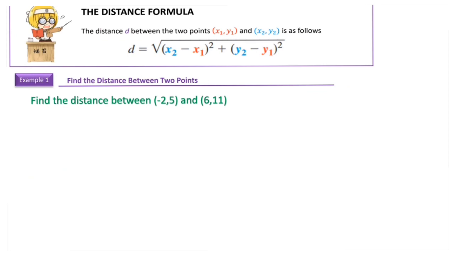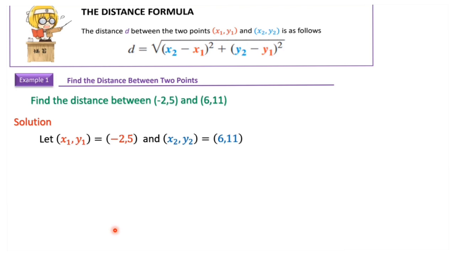So what if we're trying to find the distance between two points, negative 2, 5, and 6, 11? Again, reminder, the formula looks like that, but it doesn't imply that negative 2 is x sub 2 and 5 is x sub 1. Remember, if you're given a point, it's x, y. So in this example, we can say that negative 2, 5 is our first point and 6, 11 is our second point.